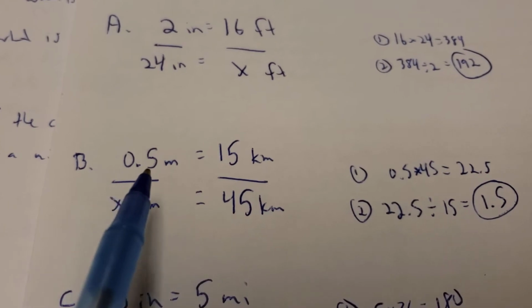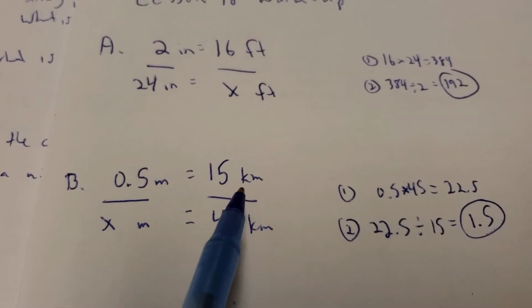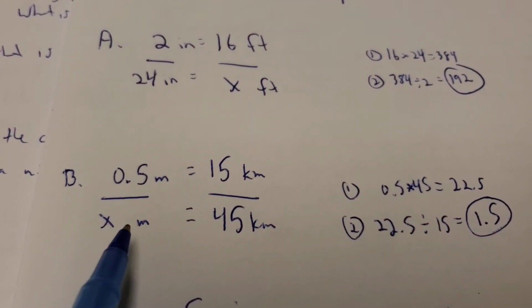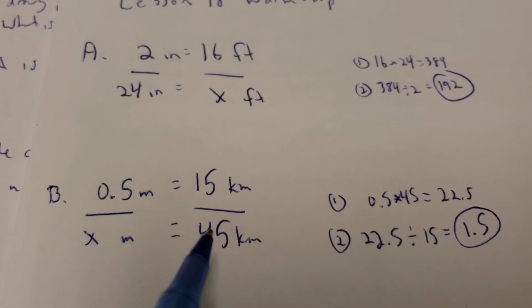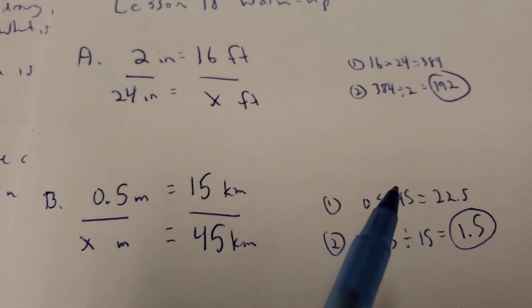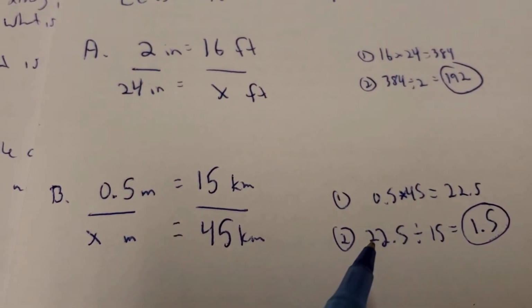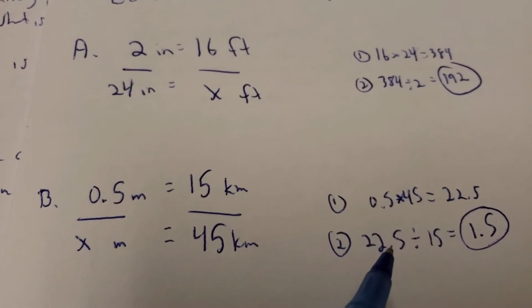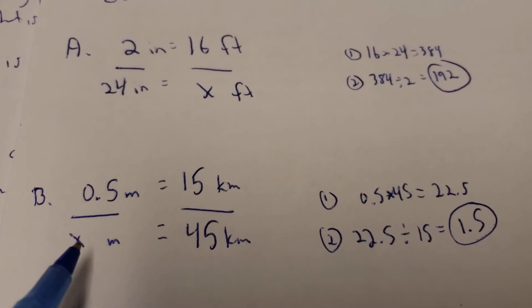B, if you saw a scale on a map and it said 0.5 meters equals 15 kilometers, well, we want to find out how many meters it would take to give you 45 kilometers. So once again, cross multiply what you can, 0.5 times 45, and you get 22.5. And then take your answer of 22.5 and divide it by your leftover number, which is 15. We haven't used that one yet. 22.5 divided by 15 gives you 1.5. So my missing value is 1.5.